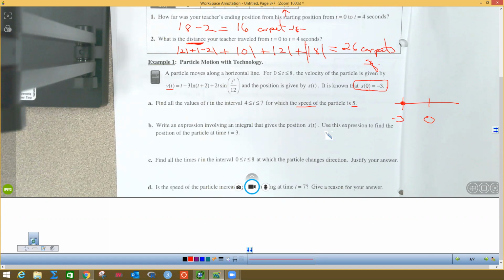So this is kind of a little bit of a hard problem because we want to find out everywhere the speed is 5. So what we want to do here is, first of all, we need to know that speed is the absolute value of velocity. And we want to know when that equals 5. So here's what we're going to do. I'm going to bring the camera over here so you can see what I'm going to do with my calculator. And I'm going to show you what I'm doing here.